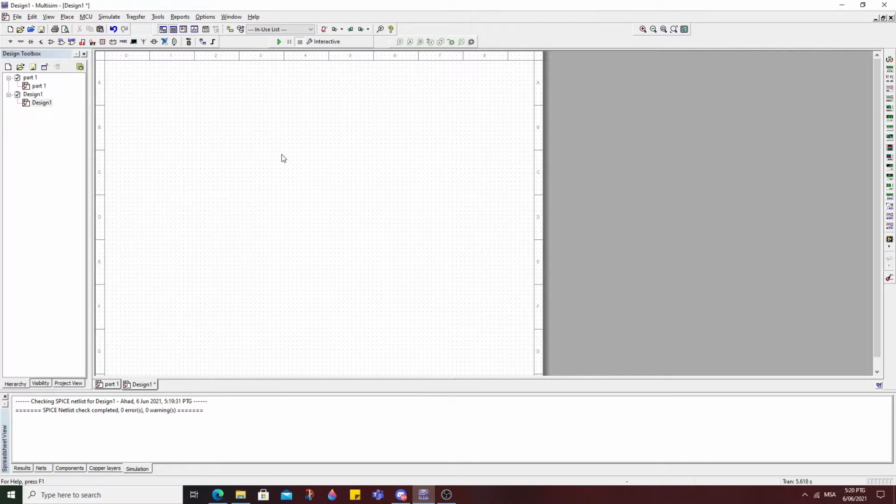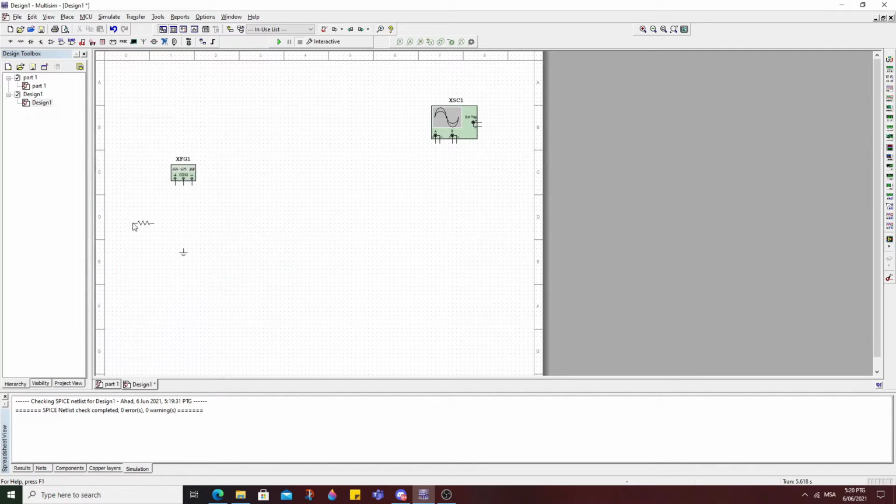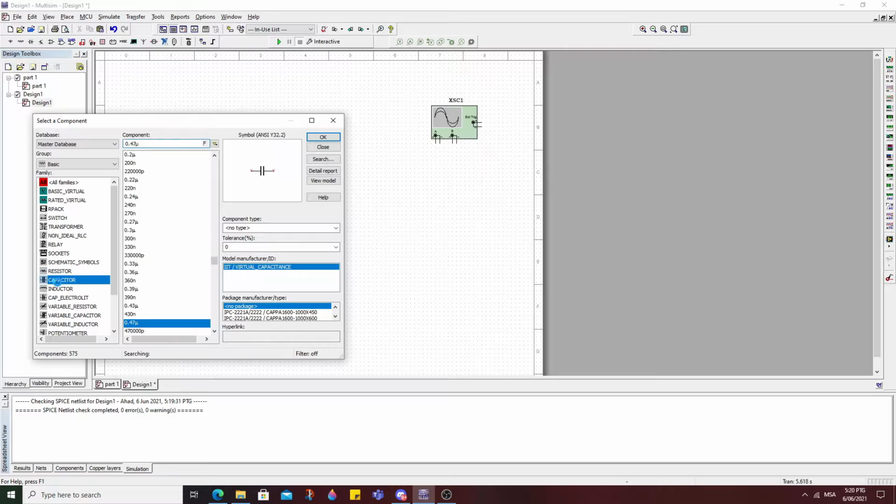Assalamualaikum, and today I would like to show you how to simulate the low pass filter circuit by using Multisim. First of all, we need a function generator, an oscilloscope, then the components of the circuit, which are ground, and the resistor and capacitor.